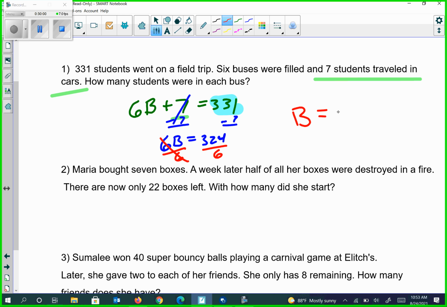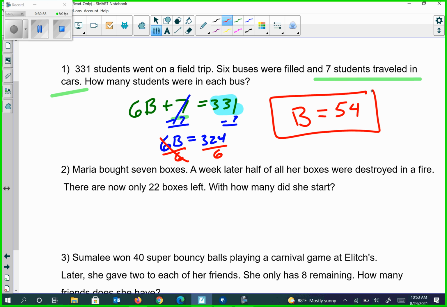All right, I'm going to divide 324 by 6. I hope it comes out to a whole number. 54? So you got 54 students on each of the 6 buses. You have 6 buses, 54, 54, 54, 6 times. And then 7 kids got there some other way. And truly, you could have 54 students on a bus. I don't know about the regular yellow school bus, but a lot of times you would get those big charter buses with quite a lot of seats.